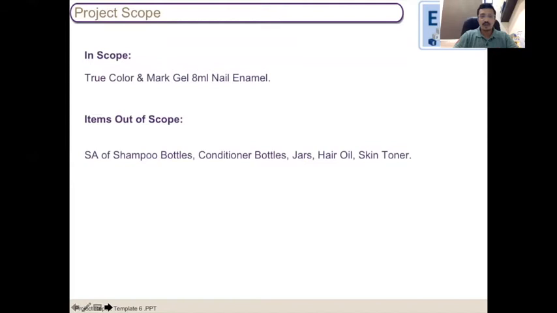Now, what was the scope? The items in scope and the items out of scope are very important when you define your project. So the in-scope item was the True Color Mark Gel 8 ml nail enamel. The items out of scope were the SA of shampoo bottles, conditioner bottles, and all other stock keeping units. They are not considering those for this particular project, and they are just focusing on the 8 ml nail enamel project. So whatever we discuss in this case study, we'll be focusing on the 8 ml nail enamel.